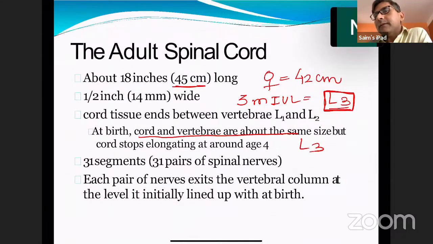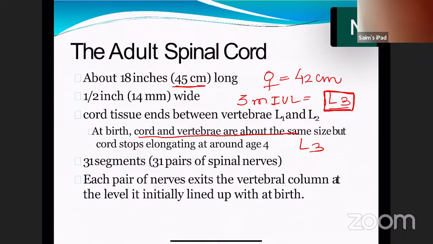But we usually consider this fact while performing a lumbar puncture, because the site of the lumbar puncture is different in adults and in kids. Because you know that in kids, the spinal cord lies at a lower level, that is at the level of L3, and subsequently it shifts upwards and reaches the level of L1 in adults. So this is the short importance of the length of the spinal cord in children and in adults.